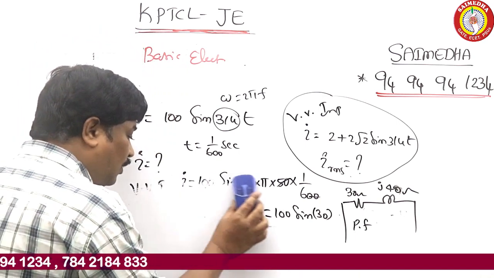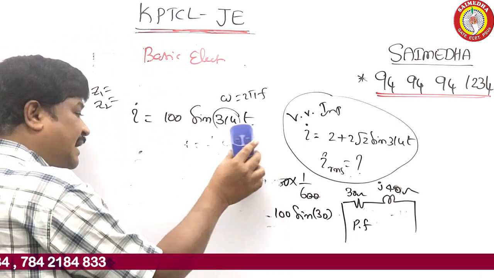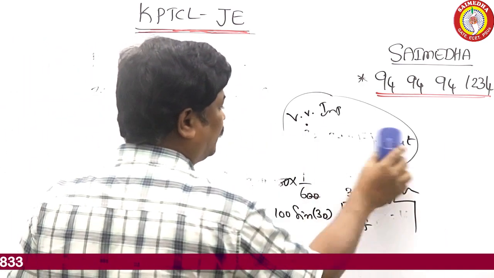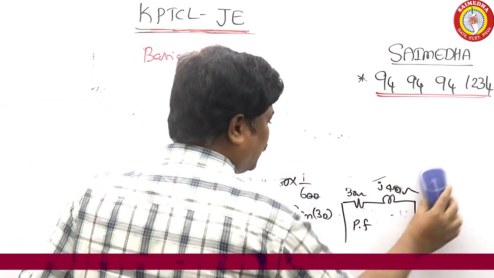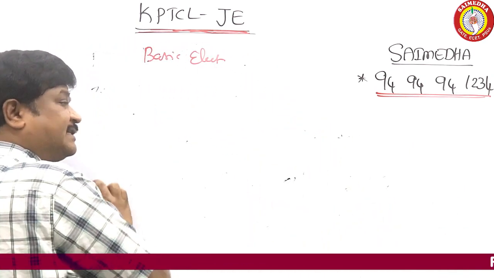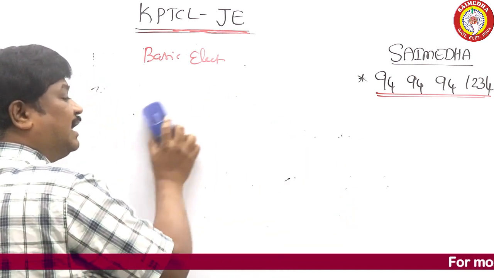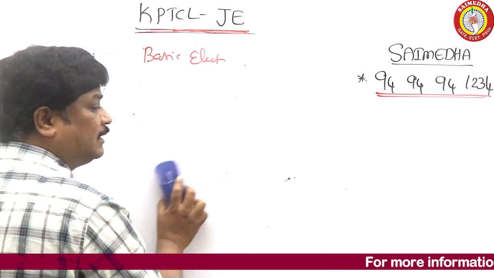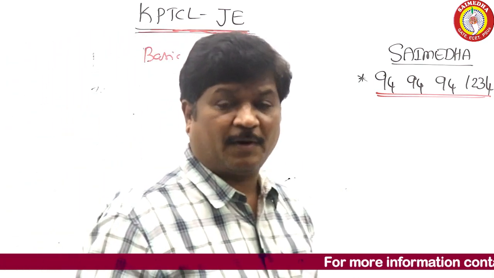Now, afterwards, in the AC circuits itself, we have three-phase circuits. In three-phase circuits, what is the relation between voltages in star connection? What is the relation between currents in a star connection? What is the power formula in three-phase circuits?